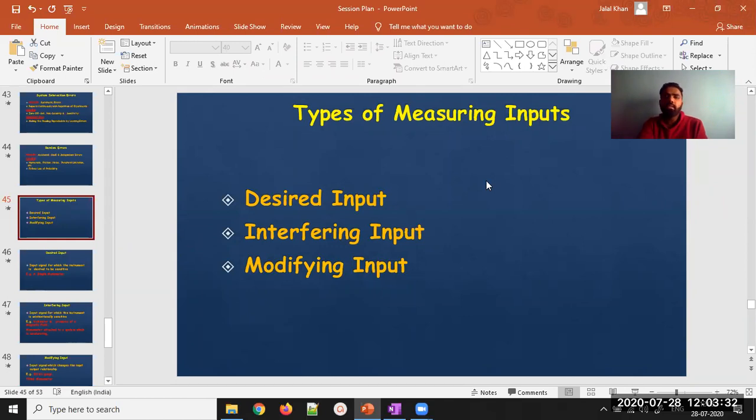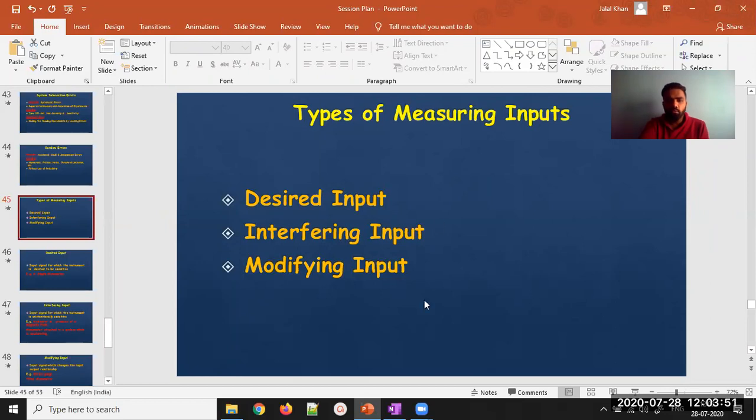So we basically classify inputs, static input I am saying, not dynamic input. Dynamic input will vary based on the frequency. What I'm saying here is it is all about static input. So the types of inputs are classified into three categories. One is desired, another is interfering, third one is modifying.